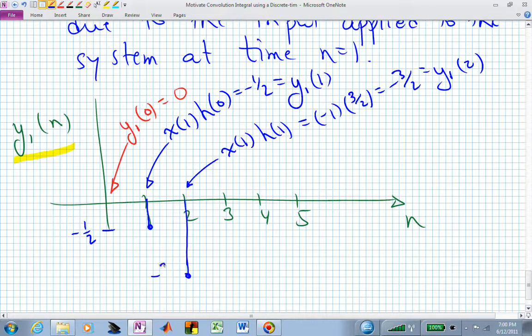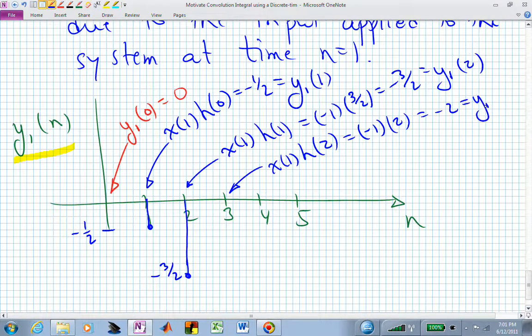at minus 3/2. We then scale the pulse response 2 units of time beyond the application of the input. The input was x of 1. 2 units later is h of 2. That's now minus 1 times h of 2, which is 2, or this is now minus 2, and that's actually y sub 1 at time n equal 3.